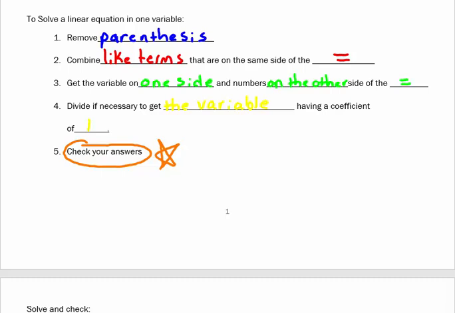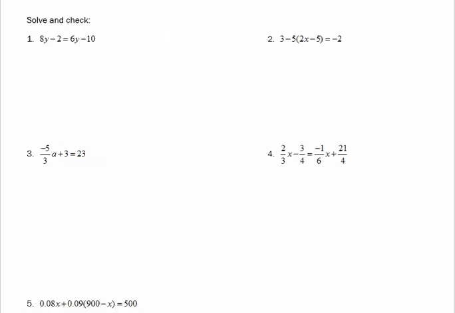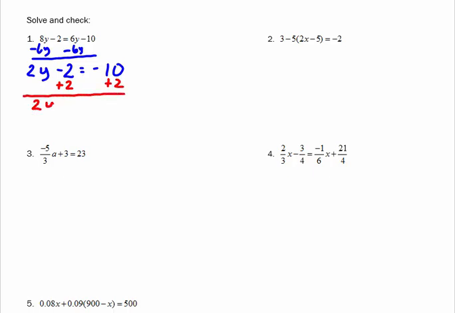Always check your answers. So let's follow the steps for number 1. The directions say solve and check. First step was to remove parentheses by distributing, which we don't have any parentheses to distribute. Second was to combine like terms that are on the same side. There's no like terms that are on the same side. So the next thing is to get the variable on one side and numbers on the other. To do so, subtract 6y on the left side, so we'll subtract 6y on the right side. Since we brought the variables to the left, let's take the number to the right. So we're going to add 2 over to the other side, so 2y is going to equal a -8.